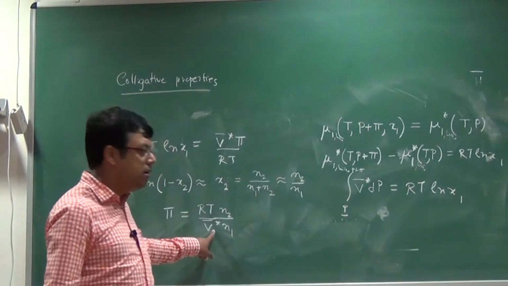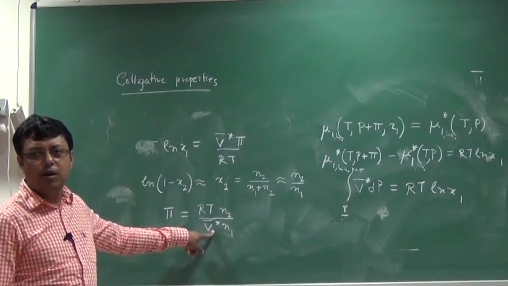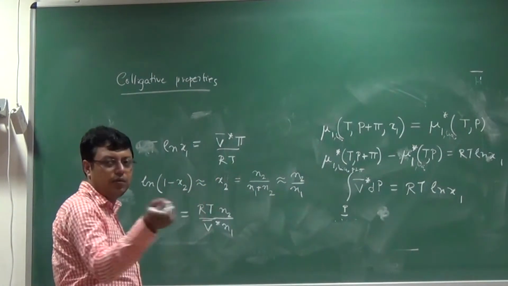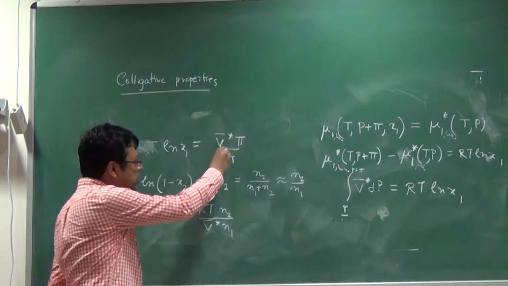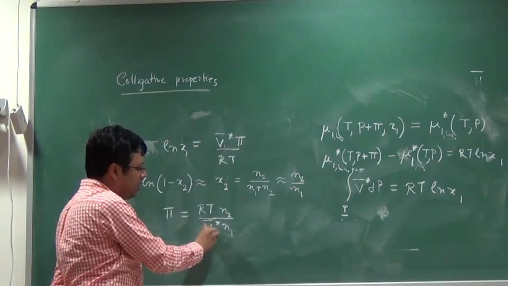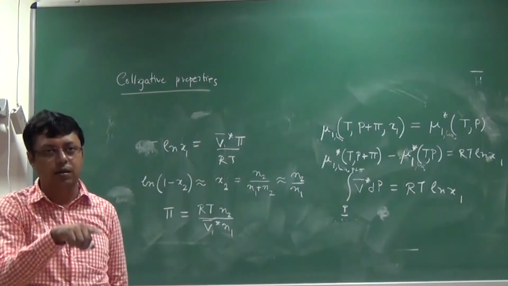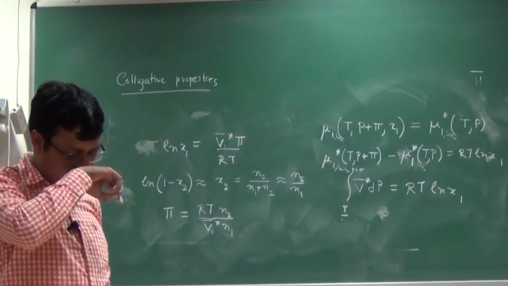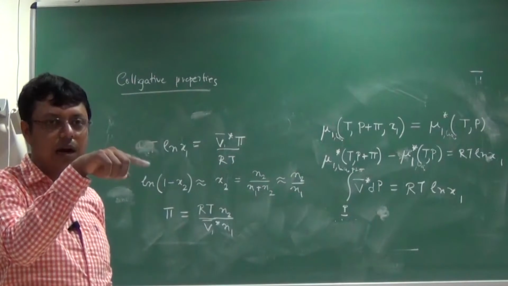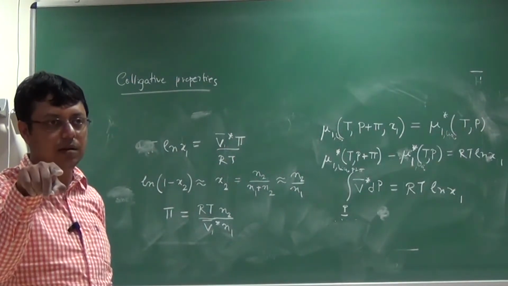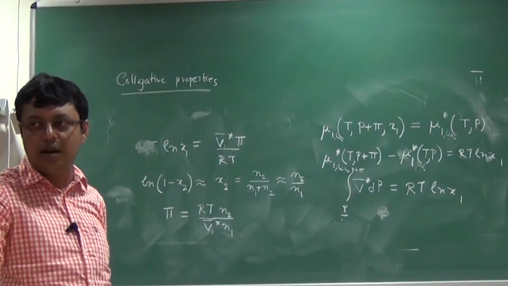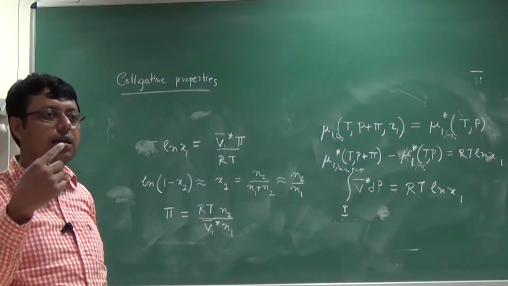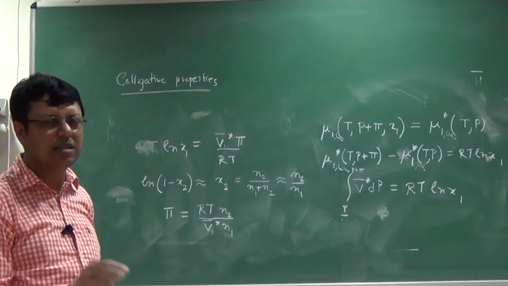Now what is V star? The molar volume of the solvent. When I was writing it, instead of V, you can write it as V1 because it's for 1, not for 2. Where we wrote mu1 star at P plus pi minus mu1 star at P, there we wrote it as VdP, but it is better to write it as V1 star dP, just for the 1-2 notation.